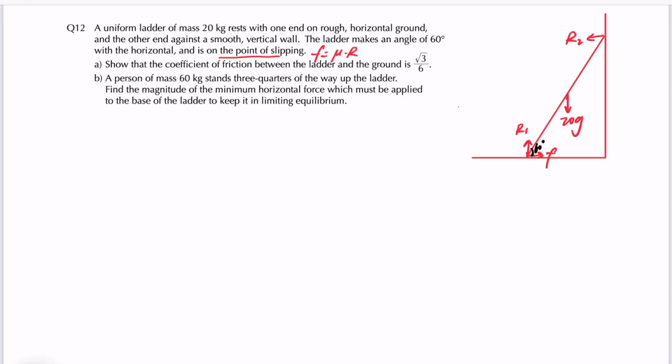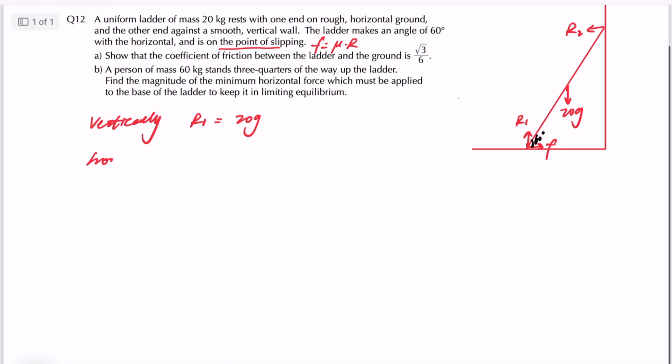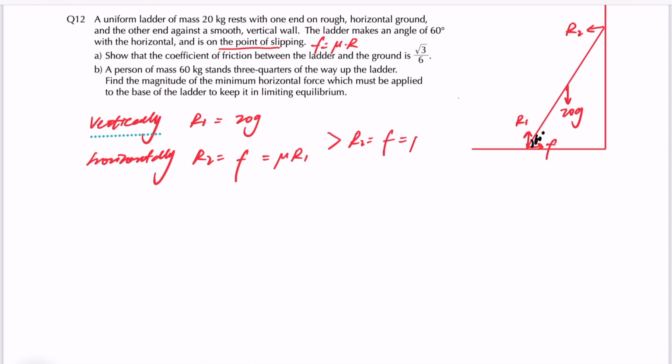So shall we say that vertically, R1 equal to 20g, horizontally, R2 equal to F, equal to mu times R1. And then let's combine them together. R2 equal to F equal to mu times 20g. How do we figure out R2, or how do we figure out the friction? We have to write out the equation for the moment. We are going to use this point A as the pivot.